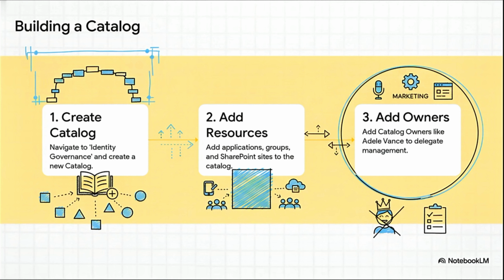By making someone like Adele Vance the owner of that marketing catalog, you're delegating control to the people who actually know the business needs the best. Suddenly, central IT isn't the bottleneck for everything.